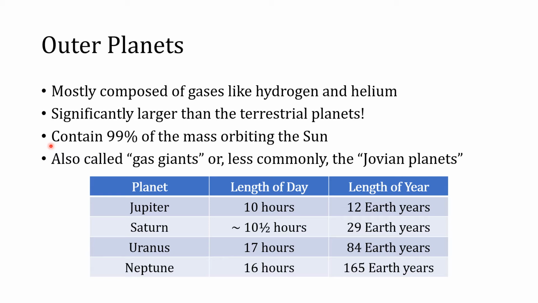If you count all of those things together, 99% of the mass is contained in just these 4 planets, and everything else, the inner planets, the asteroid belt, the Kuiper belt, the Oort cloud, make up 1% of the mass of the things orbiting the sun. So basically 1% of the stuff orbiting the sun is contained in the inner planets, the asteroid belt, the Kuiper belt, and the Oort cloud, and the other 99% is contained in these 4 guys right here: Jupiter, Saturn, Uranus, and Neptune.